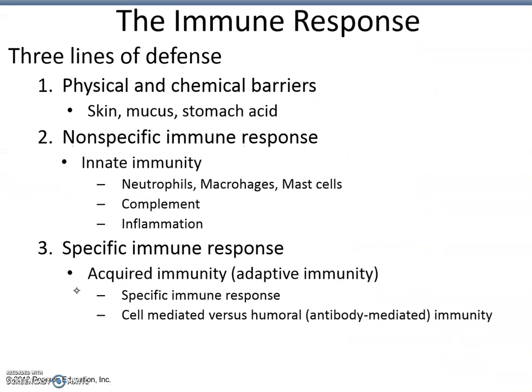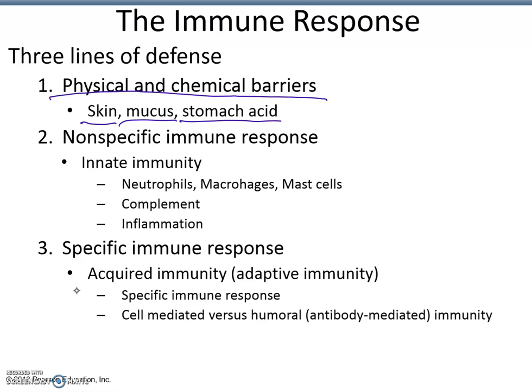So moving on here, an overview of the immune response. Again, these are the three layers of defense that I talked about earlier, the three lines of defense. Number one, physical and chemical barriers. That would be your unbroken skin, mucus, secretions, the acidity in your stomach. Those are all physical or chemical barriers.